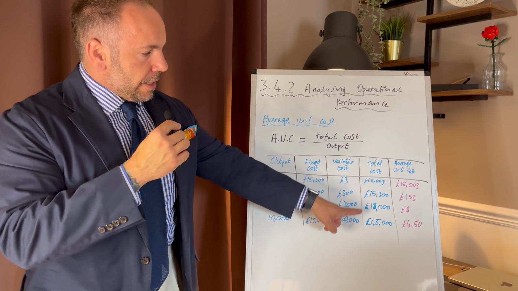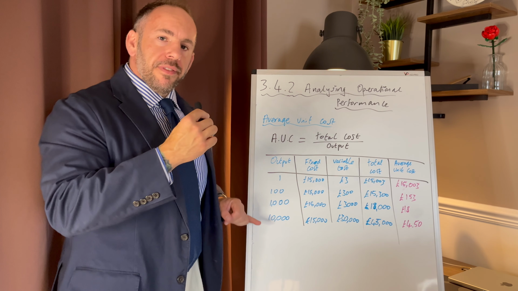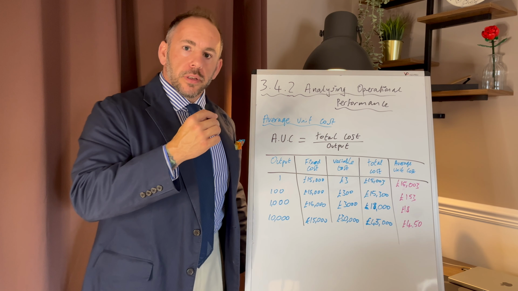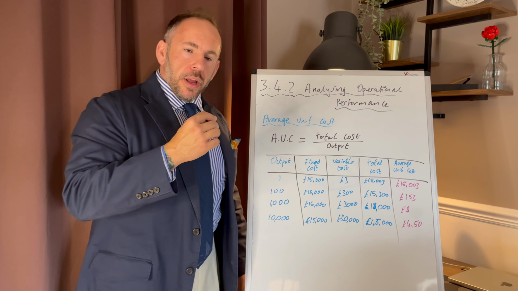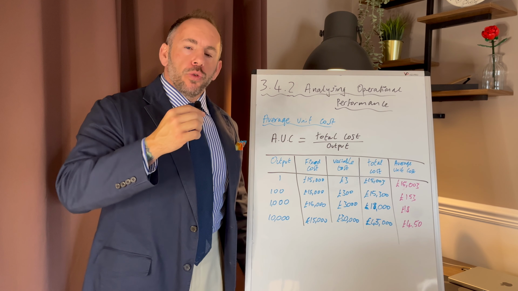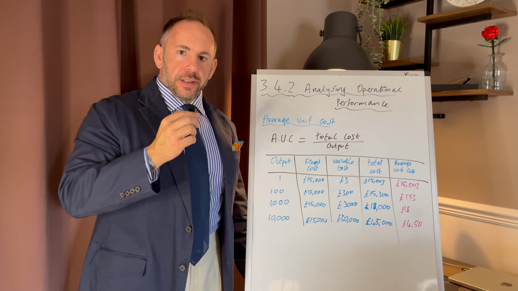Bing, bang, bong, we can see down here. Okay, so at 10,000 units, my total cost is £45,000. That makes sense. At 1 unit, my total cost is £15,003. So that 1 unit I produced is bearing the load of all of the costs of the business.